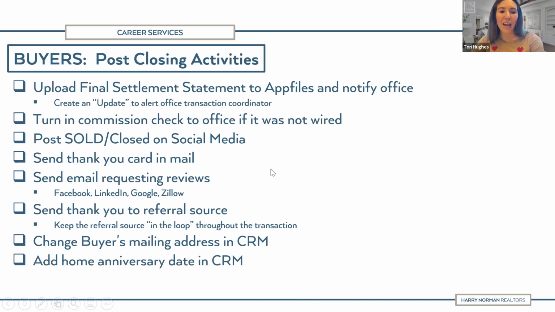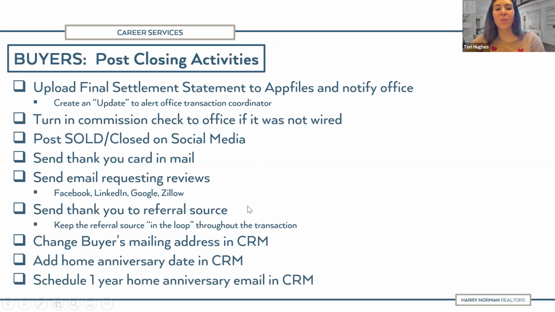You can also add a home anniversary date in your CRM. That way next year on their home anniversary and every year after that, you can send them a card, a text, a phone call. I know agents do cute things like sending a dozen donuts on their one year anniversary, one donut or cookie or something like that for every month in the home.